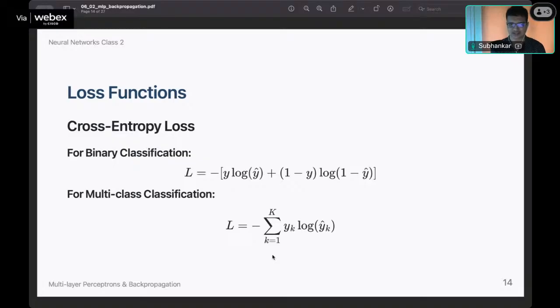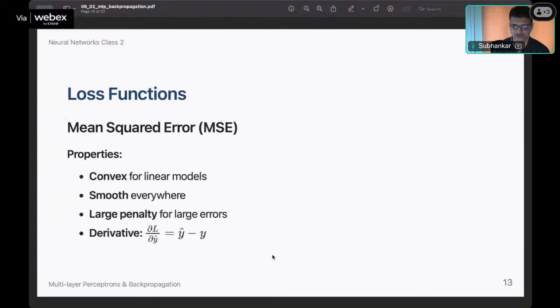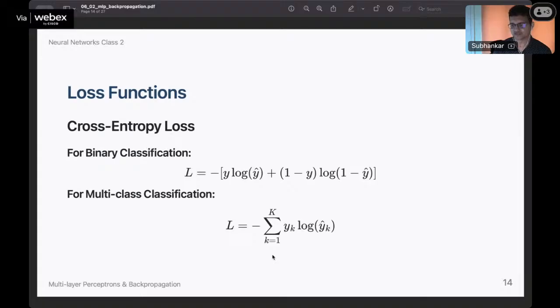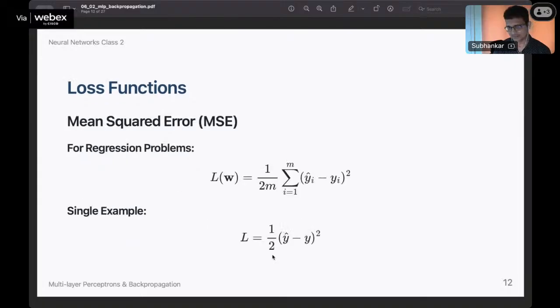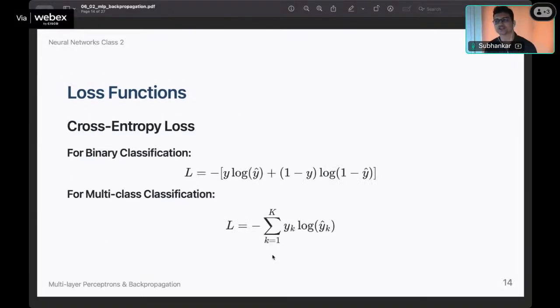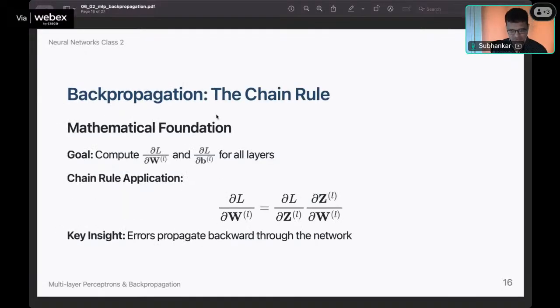Can anybody in the participants guess why it should be better for classification as compared to, let's say, MSE? If you're thinking, you can write in the chat. By the time I complete other topics, while you're thinking, you can type. I'll give it some time, maybe towards the end a little bit.